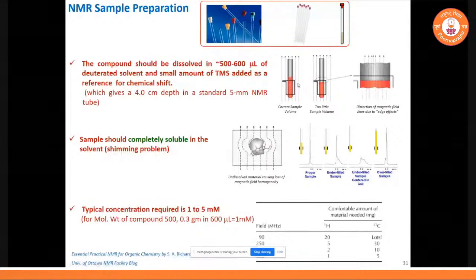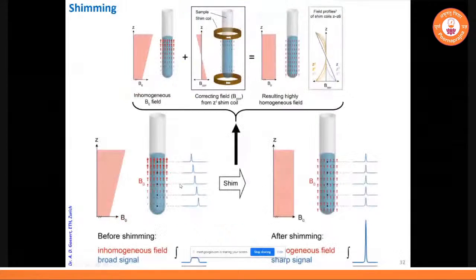Sample length also matters, because the amount of sample sitting inside the coil matters. If you give very little sample, you will have a problem because some edge effects will come into the picture. If you give too much sample, that also creates a problem. So we have to give a perfect 4 centimeter depth of sample in the NMR tube, because otherwise we'll face shimming problems. I'll come to that a little later.